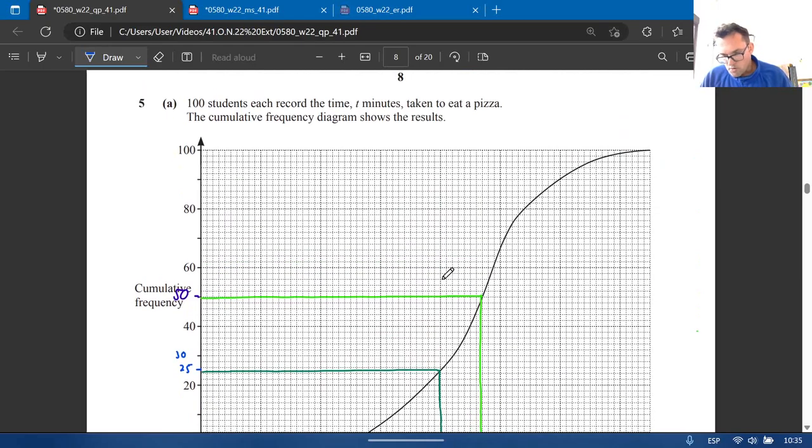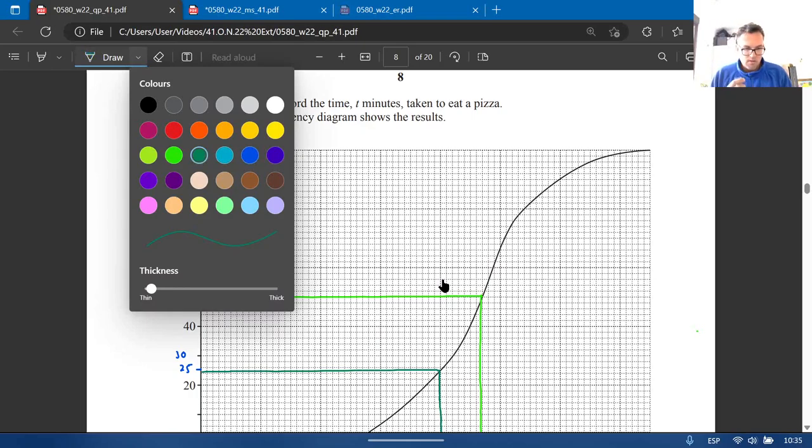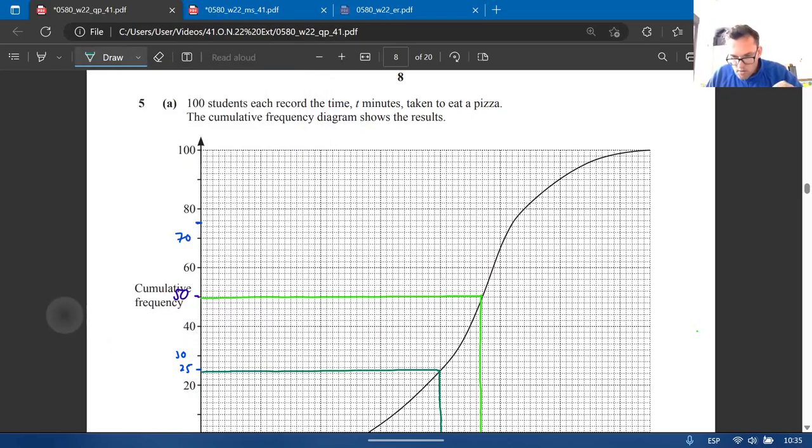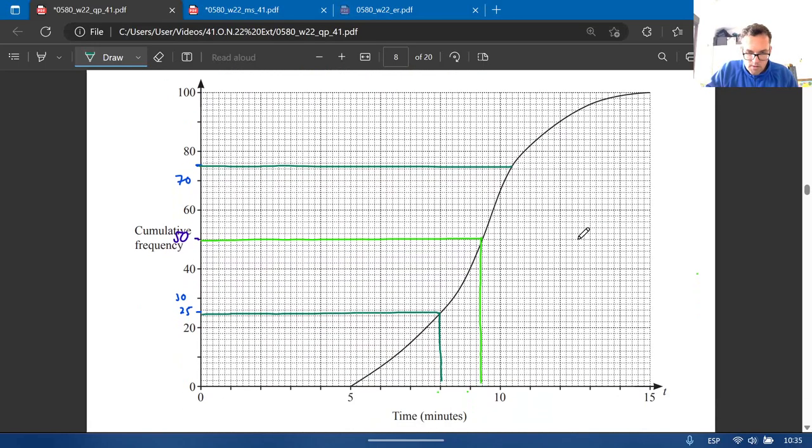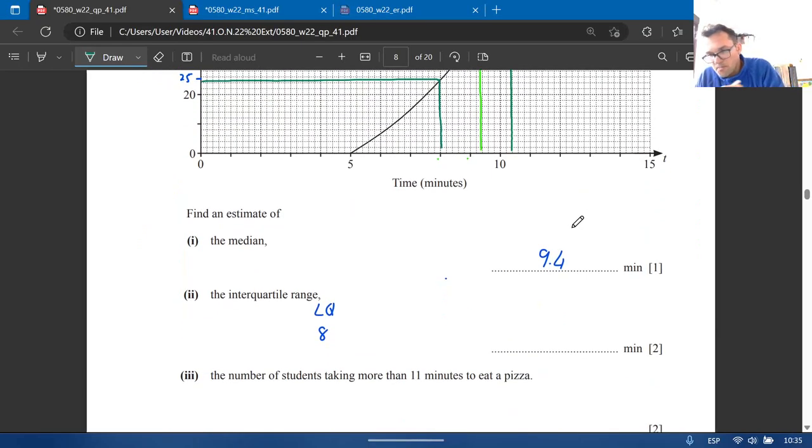Then we need to get the upper quartile. So it is halfway between 50 and 100, which would be 75. So this is 70, 75 will be there. So here we go. Between those two lines, go down. What's that? 10.4, right? 10.4. So the upper quartile, that would be 10.4.